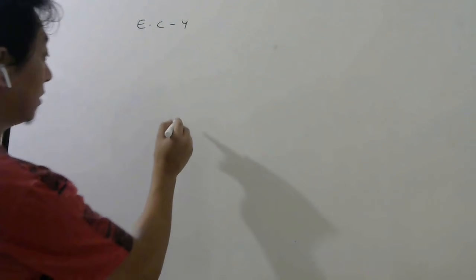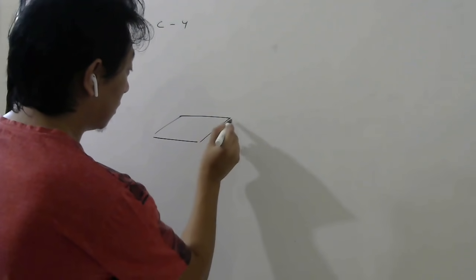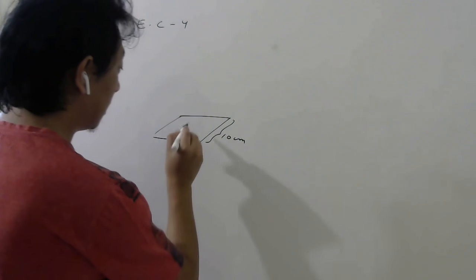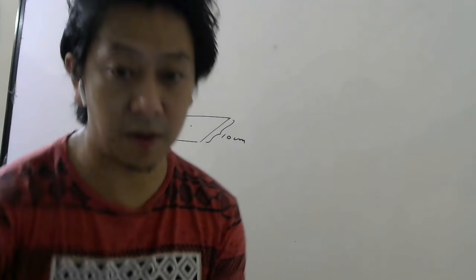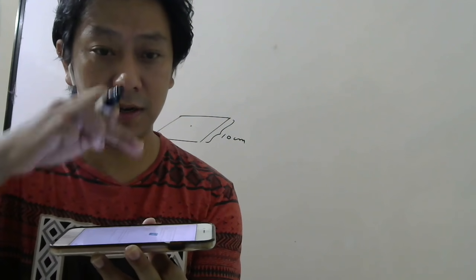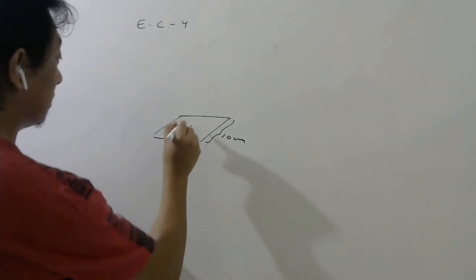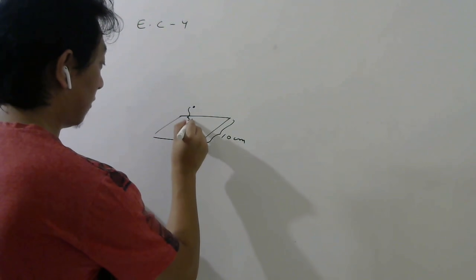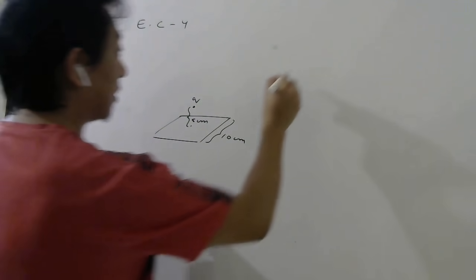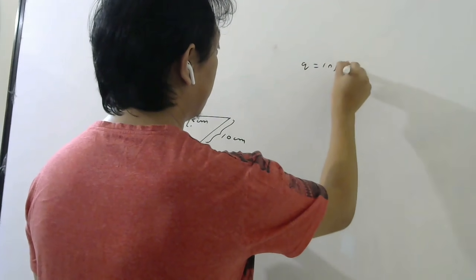There is a point charge plus 10 microcoulomb at a distance 5 centimeter directly above the center of a square of side 10 centimeter. So there is a square. The side of the square is 10 centimeter and directly above the center. Imagine this is the square, then above the center they put a charge, and the charge is kept at a distance of 5 centimeter. So this is 5 centimeter. The value of the charge is given 10 microcoulomb.